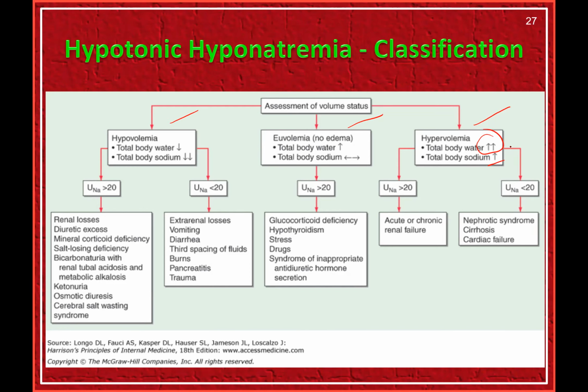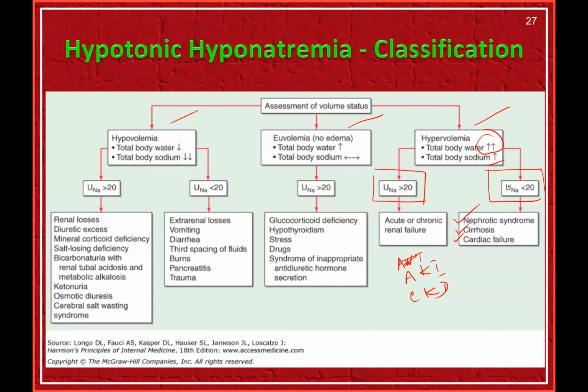In that case, what will happen here? You look at the urine sodium. What is the urine sodium like? Urine sodium more than 20, that means it is acute or chronic renal failure, that is acute kidney injury, AKI, or it could be CKD. If the urine sodium is less, that means sodium is not normally excreted: nephrotic syndrome, cirrhosis, cardiac failure. Sodium is retained, that's why we are not getting enough sodium in the urine.